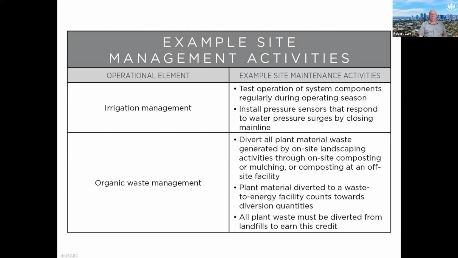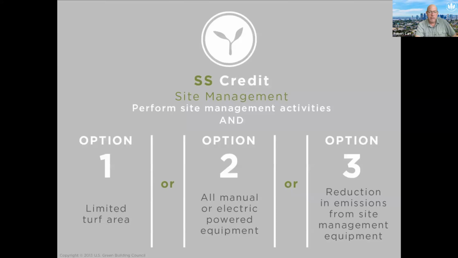Again, here are some examples. We want to have irrigation maps. Things you want to do: test operation of system components, install pressure sensors, divert all plant waste and plant material from the landfill. A lot of these things are right from the reference manual, so a lot of times they give you some good ideas that you could do. You don't necessarily have to use everything they tell you, and you may use ones that are not in there. But ultimately you have to identify what you do and how we can improve it.